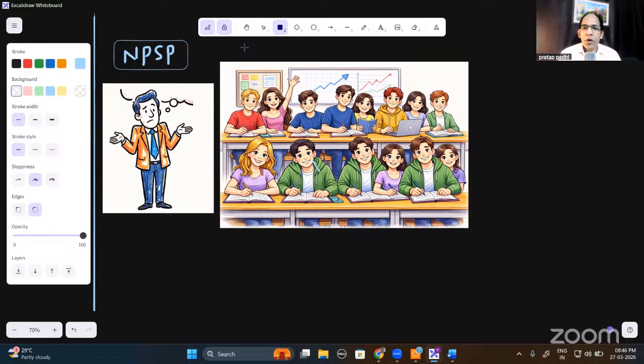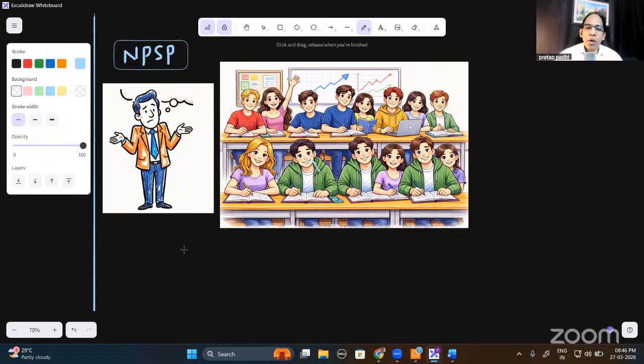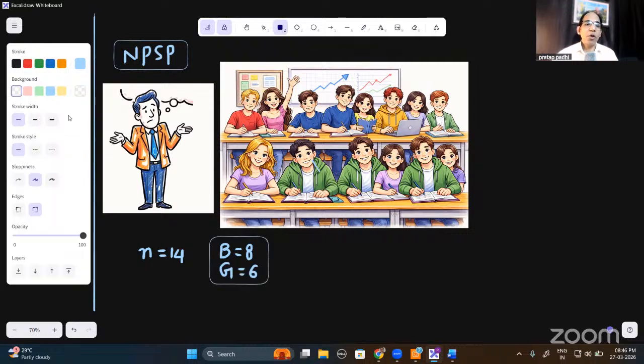Now, first of all, you observe there are 14 students in total. Let me write N. N is 14. The number of students. And you saw the number of boys and simultaneously the number of girls here. So if you count the number of boys, it's 8: 1, 2, 3, 4, 5, 6, 7, 8. Let me write the number of boys, 8, and number of girls, 6. Now, what is the first question that will come to your mind? Definitely you start thinking whether the ratio of boys and girls in the school is the same or not. That should be the first question.